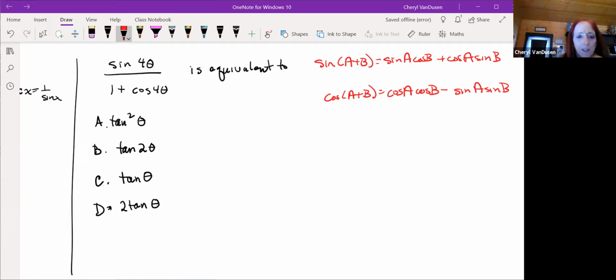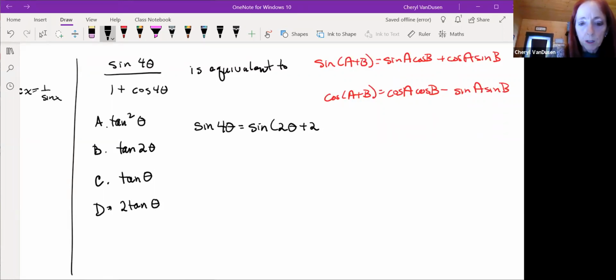I'm looking at these answers. I notice that none of our answers have a 4 in them, so I'm going to start with these addition and subtraction formulas and see what road that leads us down. I think I'll do the top separately. So let's look at what we would do with sine 4 theta. I could rewrite it as sine of 2 theta plus 2 theta, because 2 plus 2 is 4. So our formula would be sine 2 theta cos 2 theta plus cos 2 theta sine 2 theta.